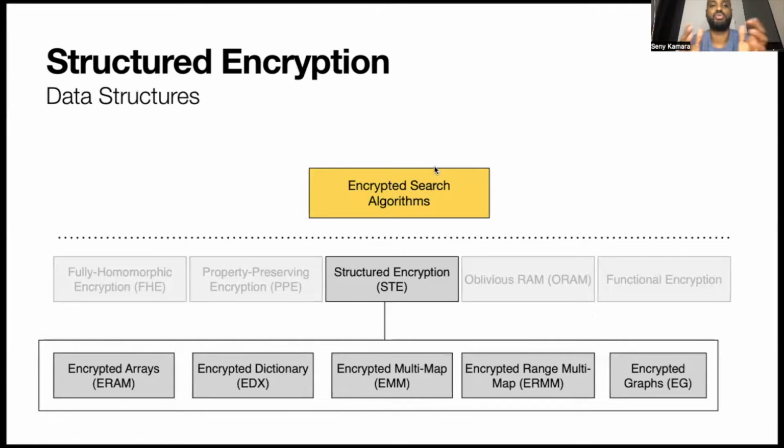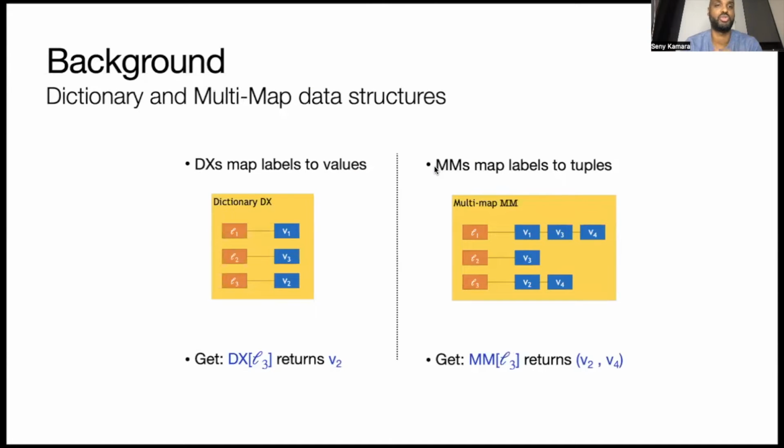So there are many different types of structured encryption schemes. There are schemes that are designed specifically to encrypt arrays, to encrypt dictionary data structures or multimaps, range multimaps, encrypted graphs, etc. So in this work, we're going to be concerned with multimaps. And the reason is because multimaps are the basis for a lot of the different types of encrypted search algorithms that are of interest.